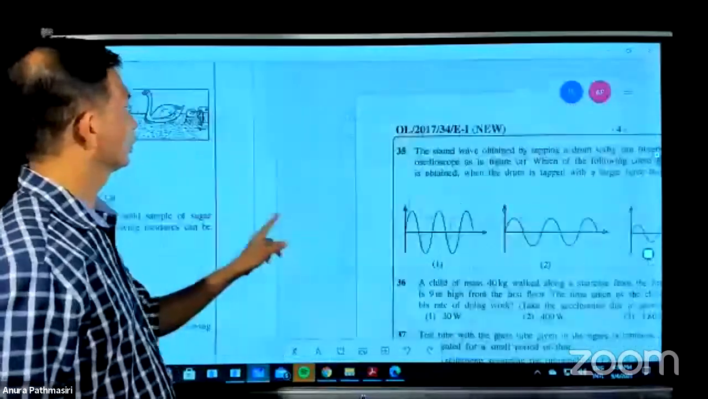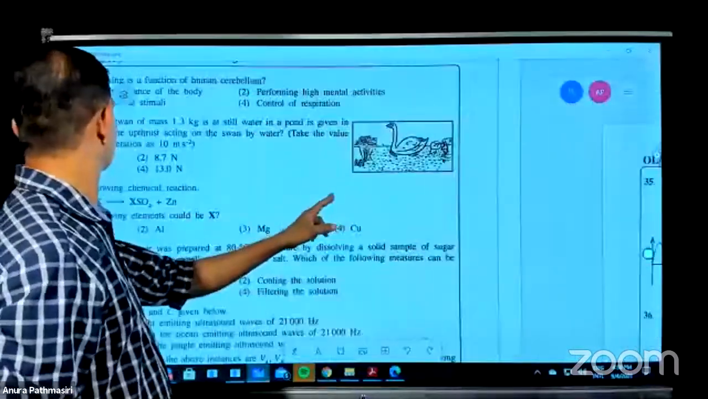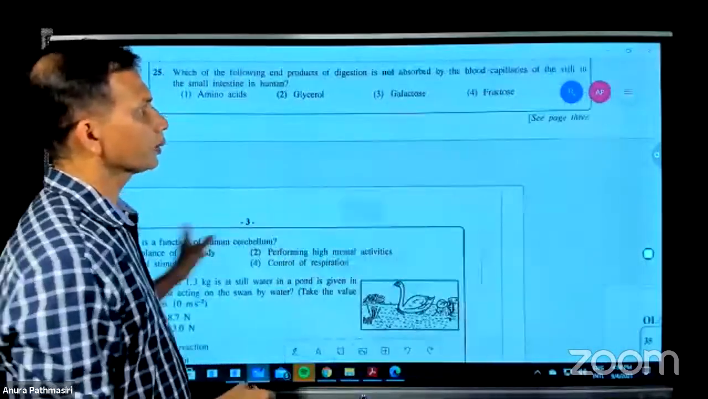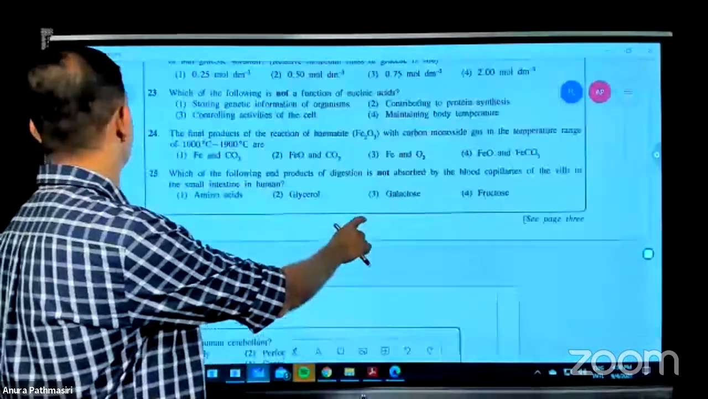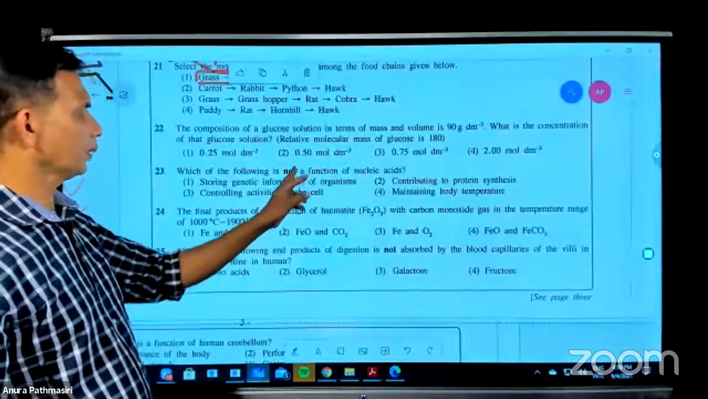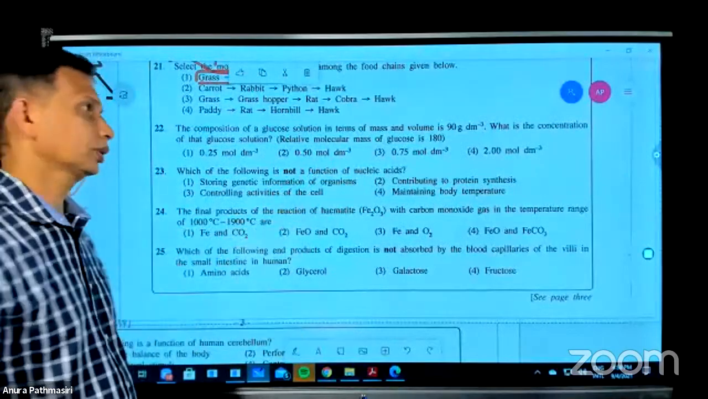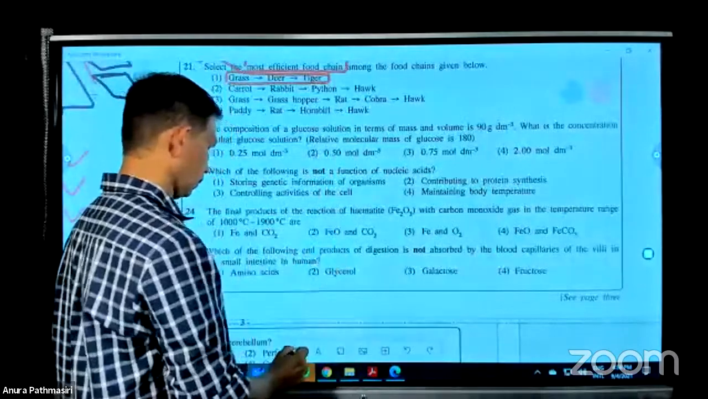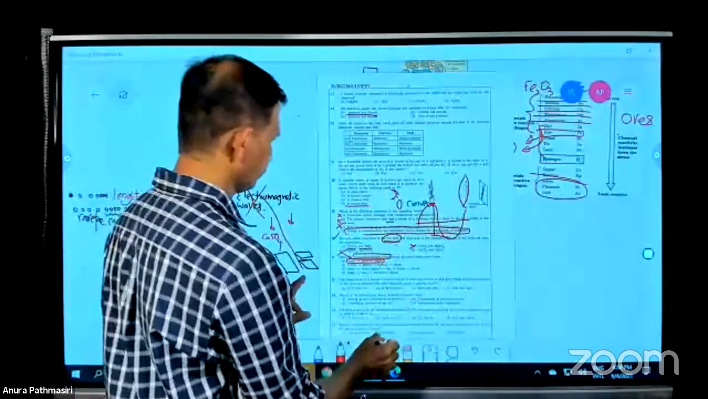Is this the one? No. Here, right? 0.5 mole per cubic decimeter. You could find the answer.